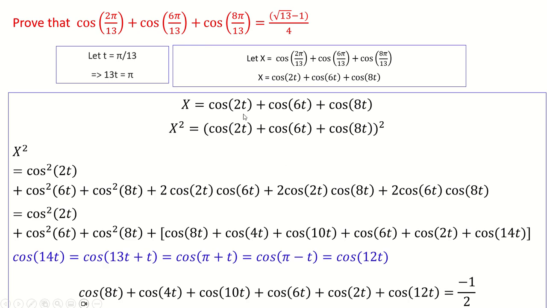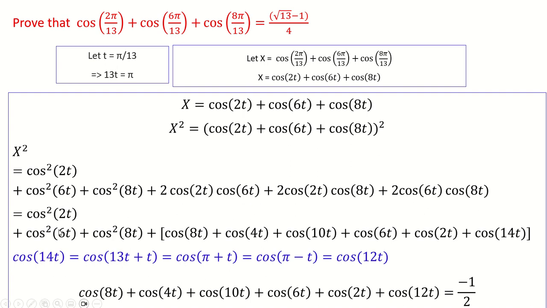Okay, x is this one given: cos 2t plus cos 6t plus cos 8t. I'm squaring both sides. So x square will become cos square 2t plus cos square 6t plus cos square 8t plus 2 cos 2t cos 6t plus 2 cos 2t cos 8t plus 2 cos 6t cos 8t.